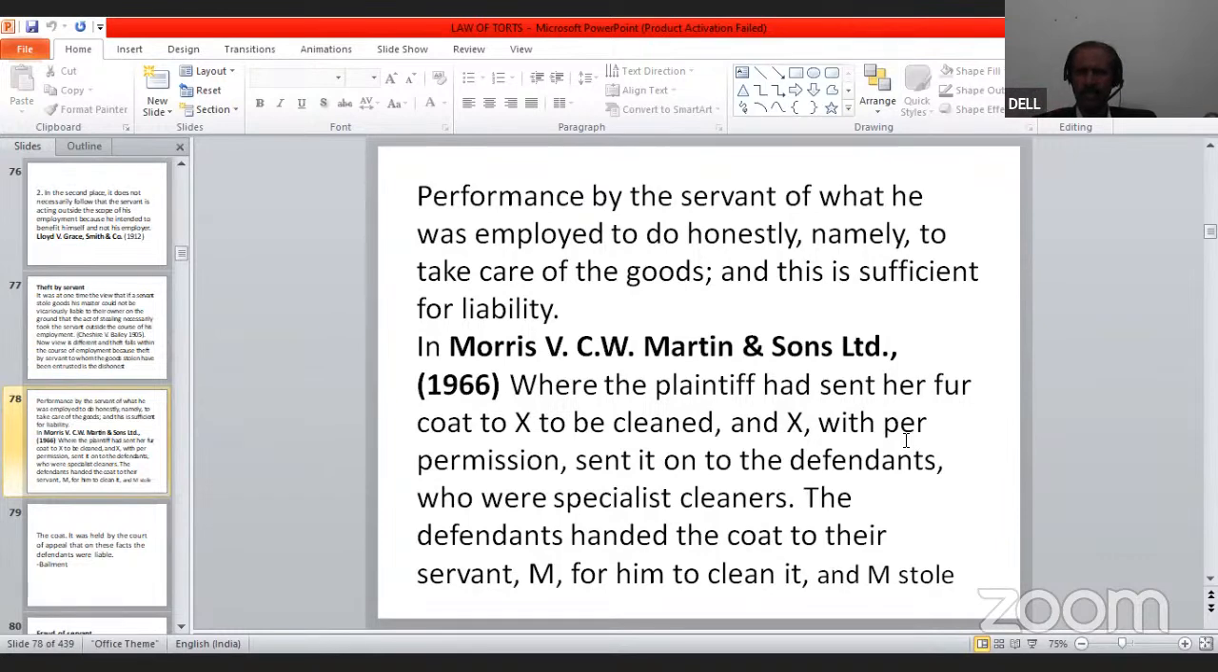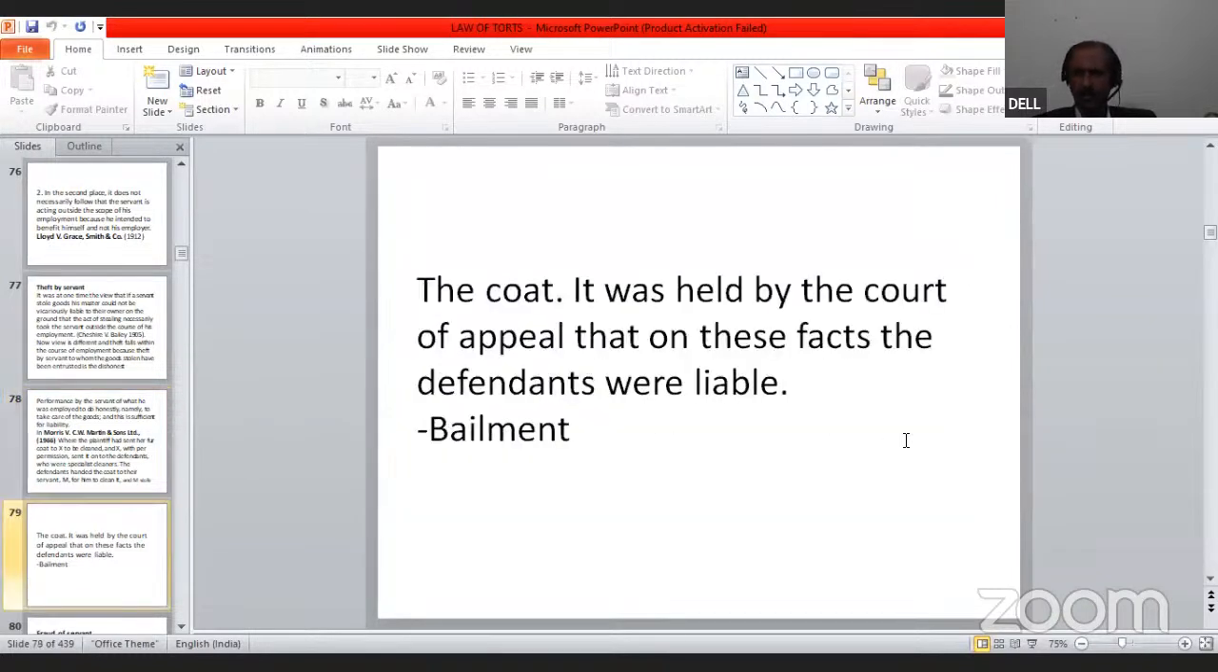But when Morris's case came, the fur coat was handed over to C.W. Martin and Sons. It is a question of bailment. Bailment is a thing actually given for temporary possession, and the duty is to clean it. If you give your scooter for repair, they have to repair it. It is a bailment. They have to return the fur coat back. But they said, okay, no. It was again within the course of employment because the owners handed over the fur coat to the servant. The servant's duty is to clean it and hand it over to the owner. So Morris was entitled to recover the compensation.